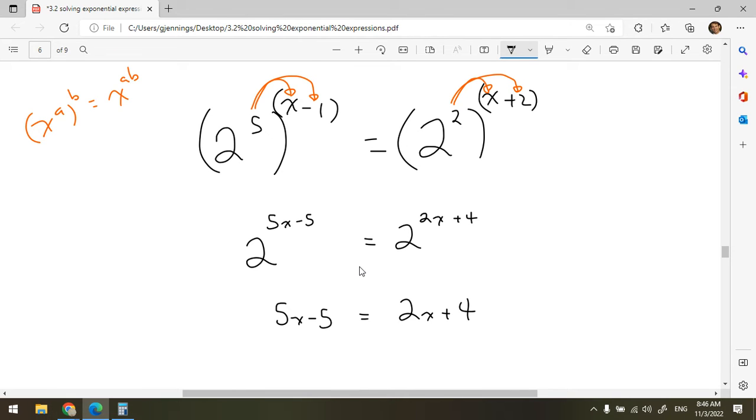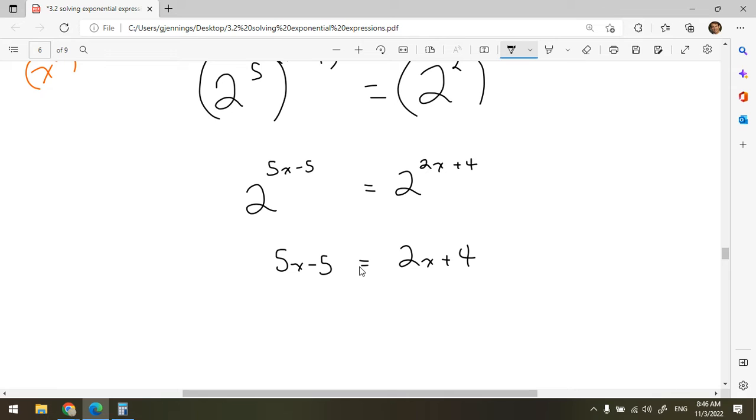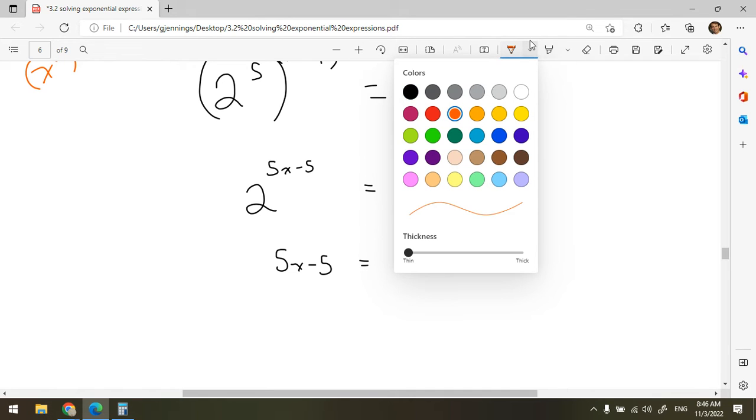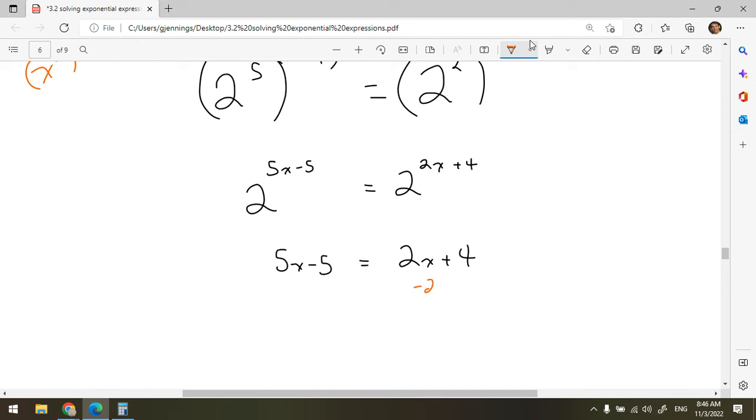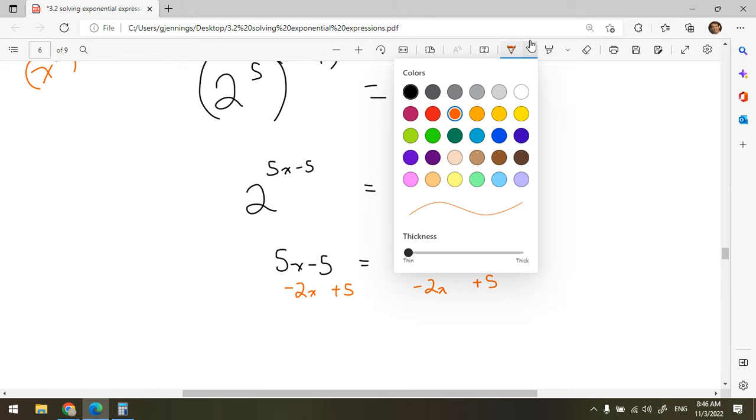That's all. And then we go ahead and solve. Get out your inverse operations pen. Minus 2x from both sides. And let's add 5 to both sides. See what we're going to get here? Yep.